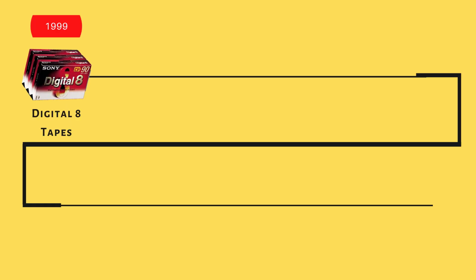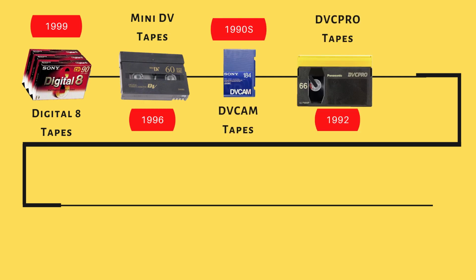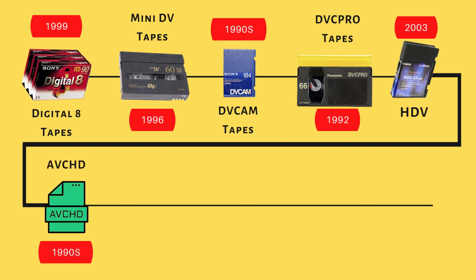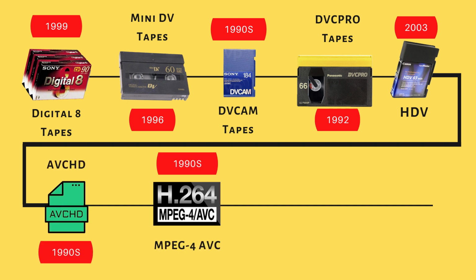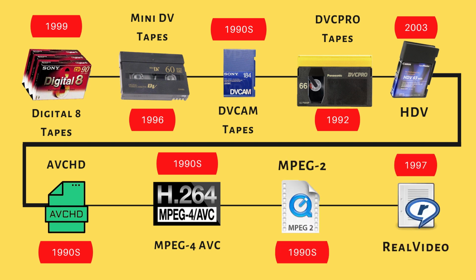And again, people got tired of even listening digitally, so what do we want to do next? We want to see digitally, right? Yeah, people. Anyway, in 1999, Sony produced digital 8 tapes, which were the first digital video formats. They were followed by mini DV tapes, then DV cam tapes, then DVC Pro tapes. JVC launched high definition video in 2003. HDV was followed by AVCHD, followed by MPEG-4 AVC, then MPEG-2, and finally Real Video in 1997.